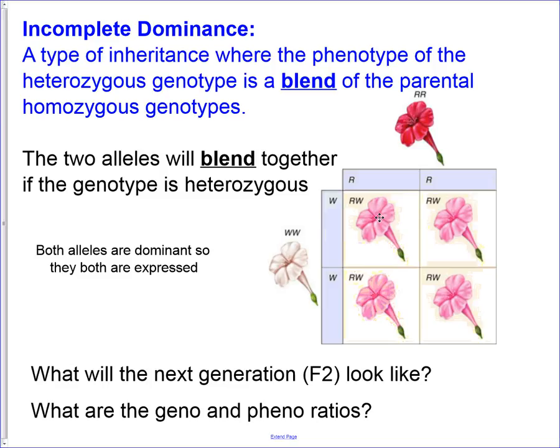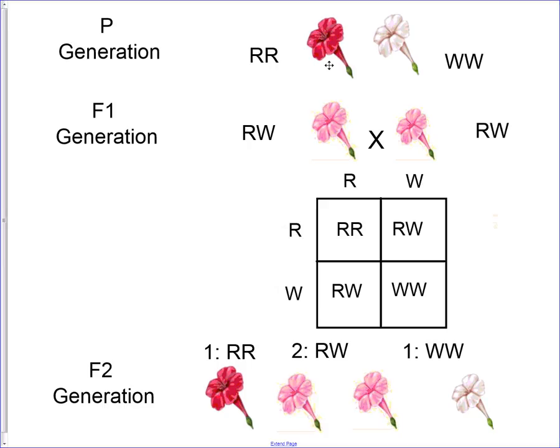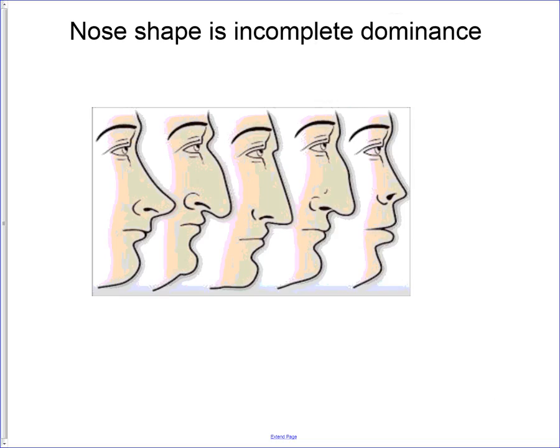Interestingly, if you take these offspring and you cross-pollinate those, you'll get an interesting pattern in the next generation. So here's your parent generation. They breed together to make pink. If you breed pink together, you'll get 1 red, 2 pink, and then 1 white again. So the red and the white will come back out in the next generation. Nose shape is an example of incomplete dominance.